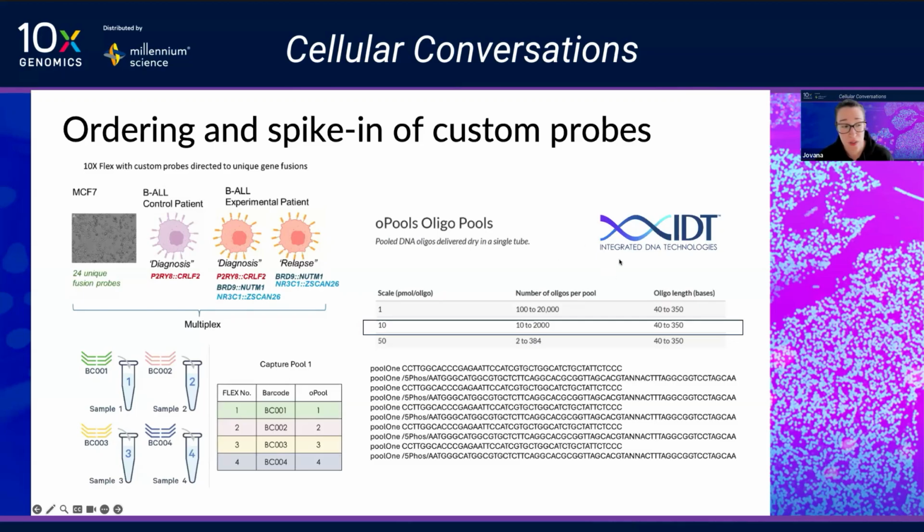Now, these were just ordered from IDT as oPools, as shown here. And we did initially try for this experiment the recommended concentration, which you'll see did work. But we've since optimized this in a subsequent experiment, and we'll show that it works much better at detecting fusion transcripts in primary samples when we used about 4 times the concentration of the custom probes, based on advice from Andrew at 10x.